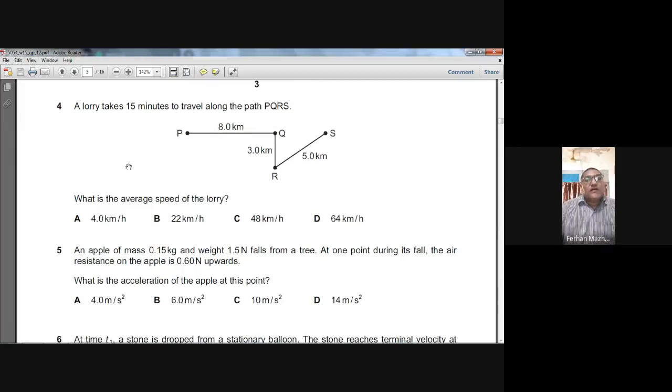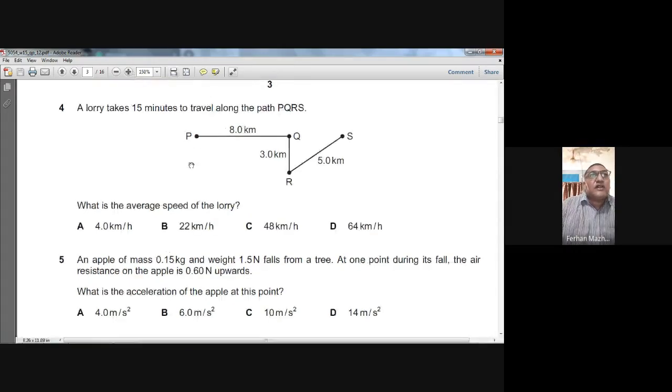On your screen right now, we have question number 4. A lorry takes 15 minutes to travel along a path PQRS. What is the average speed of the lorry? For finding the average speed of a journey, we need to know the total distance of the journey, and we will divide by the total time taken. So the total distance will be 8 kilometer plus 3 kilometer plus 5 kilometer. So 8 plus 3 will be 11, and 11 plus 5, 16. So in total it will be 16 kilometer, and time taken is 15 minutes.